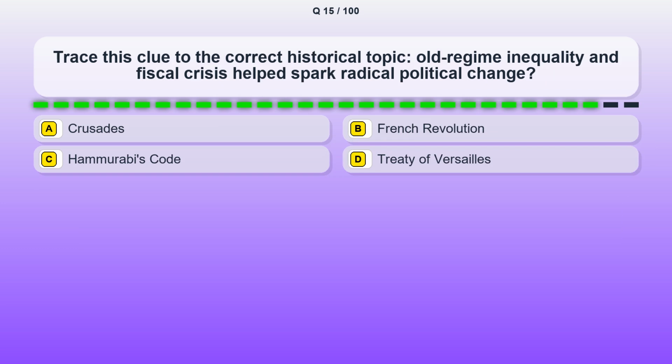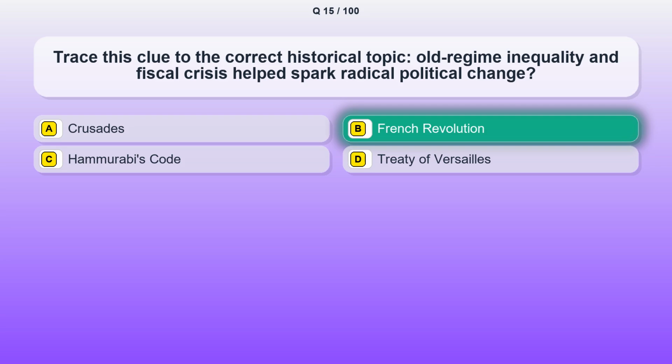Question 15. Trace this clue to the correct historical topic. Old-regime inequality and fiscal crisis helped spark radical political change? Option A, Crusades. Option B, French Revolution. Option C, Hammurabi's Code. Option D, Treaty of Versailles.